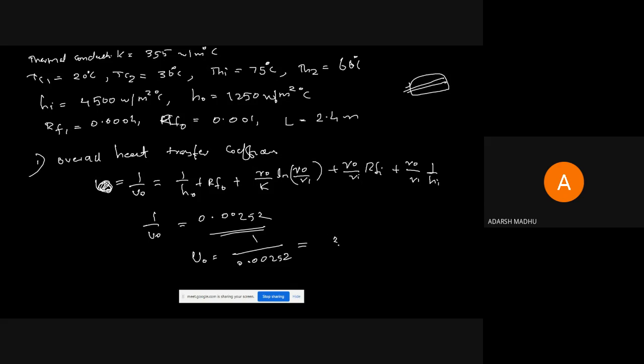The answer will be 396.8 watt per meter square degree Celsius.